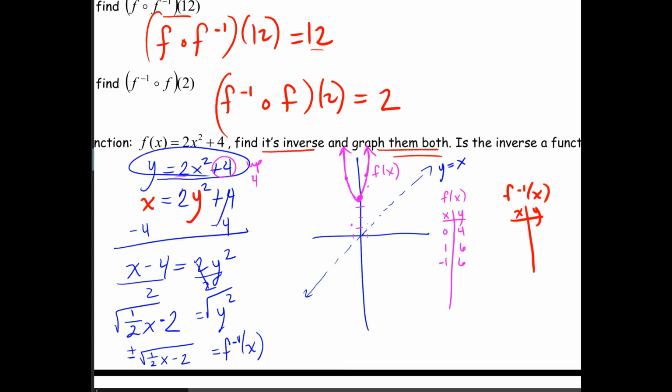So instead of having 0, 4, it's flipped to 4, 0. Instead of having 1, 6, it's flipped to 6, 1. And instead of having negative 1, 6, it's flipped to 6, negative 1. So if I graph these points, 1, 2, 3, 4, there's 4, 0. Graph 6, 1, and 6, negative 1. Here's my inverse.